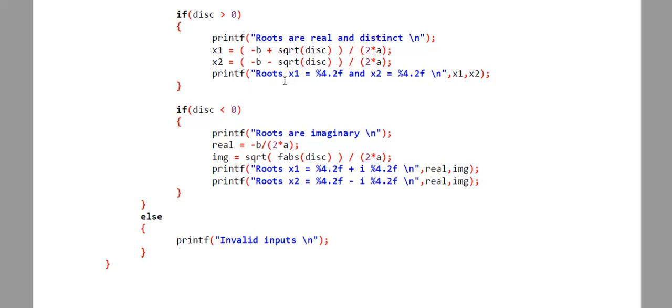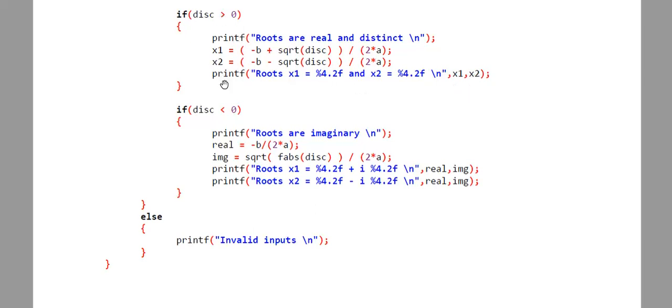So again the same printf statement, roots x1 is equal to percent f and x2 is equal to percent f. Instead of %4.2f, if you want to replace it with just the percent f, you can do that. You will see how the output display is different from 4.2. So you can try both. It will display the x1 value here and the x2 value here.